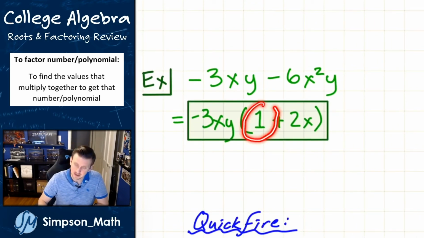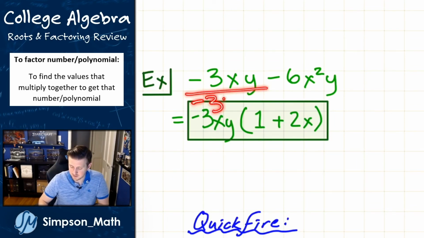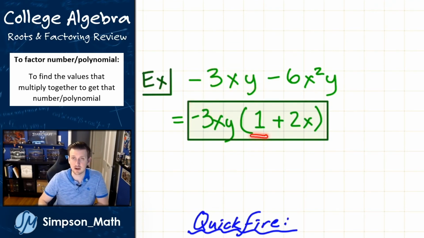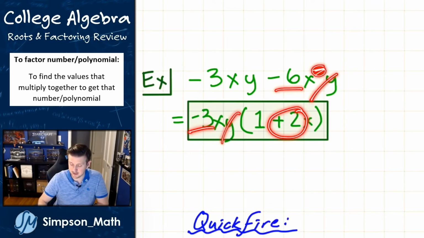Some students get tripped up by that. Remember, we are dividing. So what is a negative 3xy divided by negative 3xy? Well, negative reduces, 3 is reduced to 1, x is reduced to 1, y is reduced to 1. They all reduce to 1. That 1 sticks around. And then again, when you do this over here, negative 6 divided by negative 3 is positive 2. The y is reduced to 1 completely, but we'll be left behind with one of the x's.